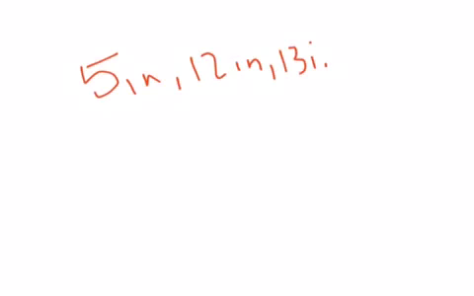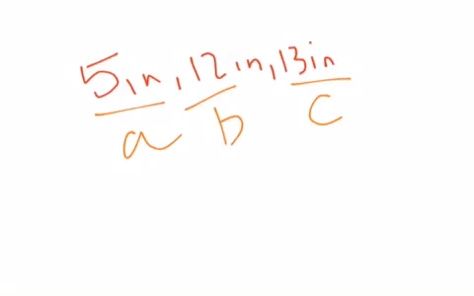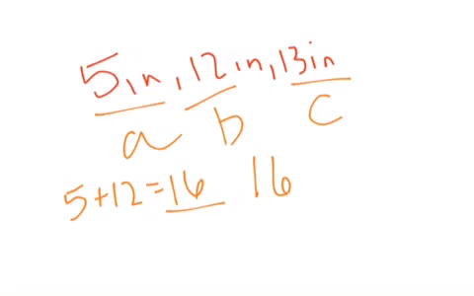So the lengths are 5, 12, and 13. So 5 inches, 12 inches, 13 inches. Okay? Obviously our longest side here would be 13, that's C. Let's name this one A and this one B. Okay? So let's add up A and B. So we're going to do 5 plus 12, which equals 17. So the sum of these 2 sides is larger than 13, so far so good. Okay? 17 is greater than 13.